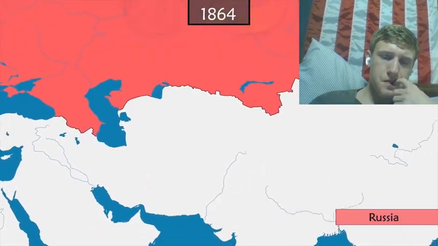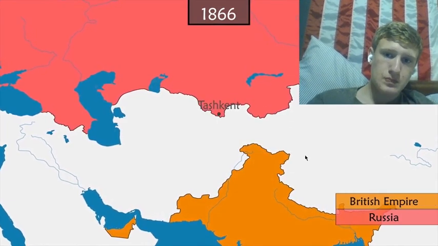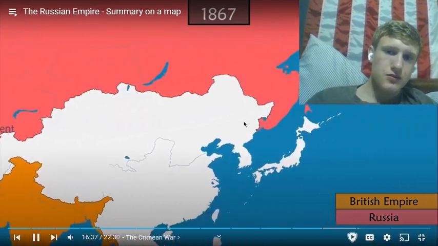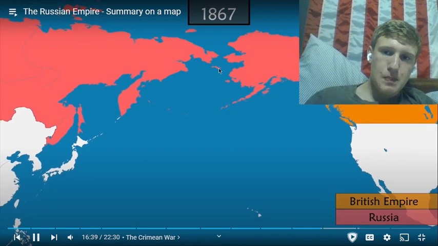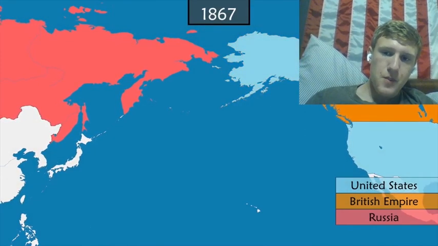In Central Asia, Russian conquests are bringing the country closer to the rival British Empire. Fearing a new war against the latter, the emperor decides to sell Alaska to the United States, considering the region too difficult to defend.